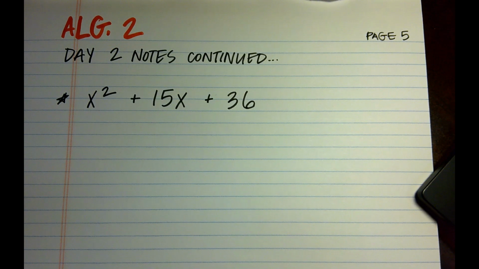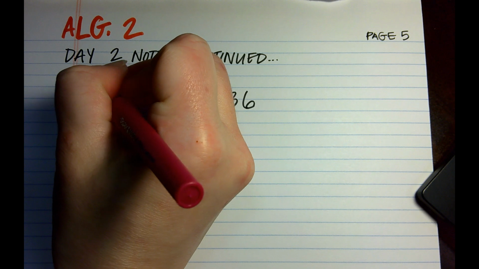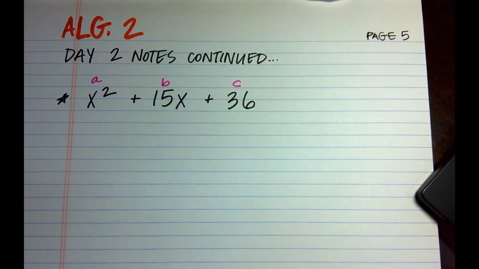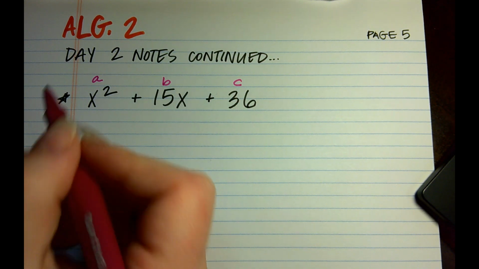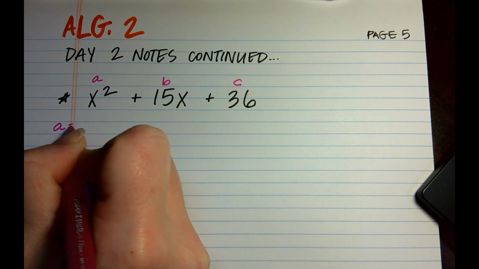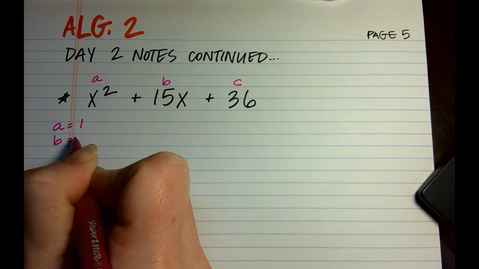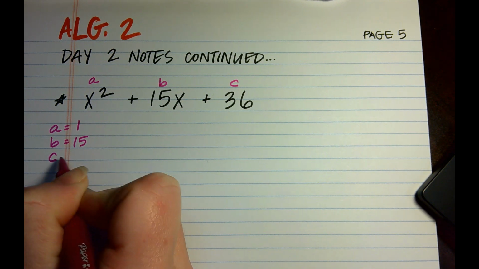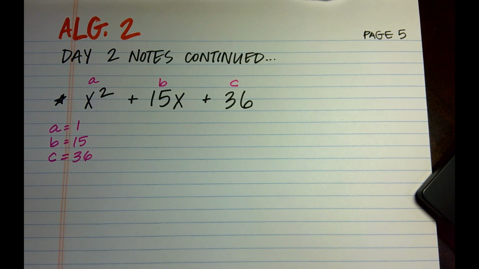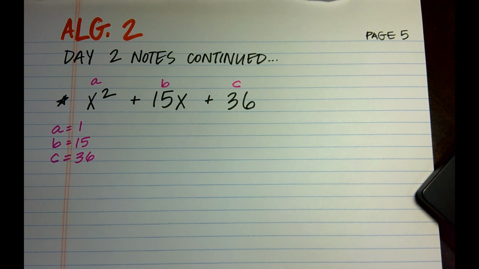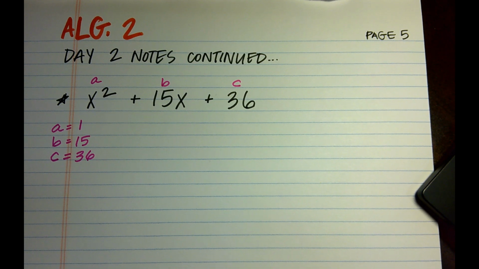So now that I have my terms written out, what should I do first? Yes, let's identify our values for A, B, and C. What's my A? 1. What's my B? 15. And what is my C? 36. Perfect. Okay. So 1, 15, and 36.